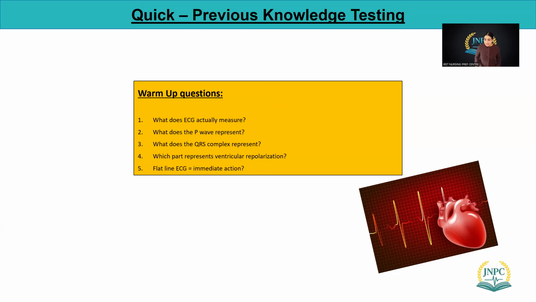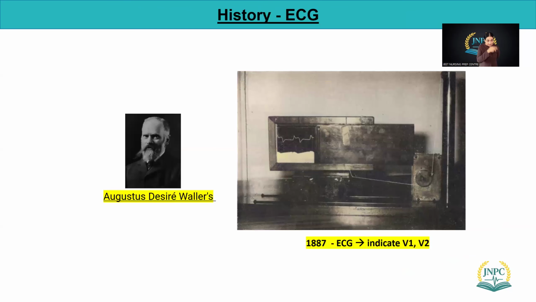Okay, so let's start with our first slide. Do you know when it started? Who invented ECG? That's very interesting. There are so many theories when you go online and see. This is the guy, his name was Augustus Désiré Waller. Back in 1887, he developed this, but at that time it was not understandable for a lot of people. He was a physiologist, so he invented this in 1887.